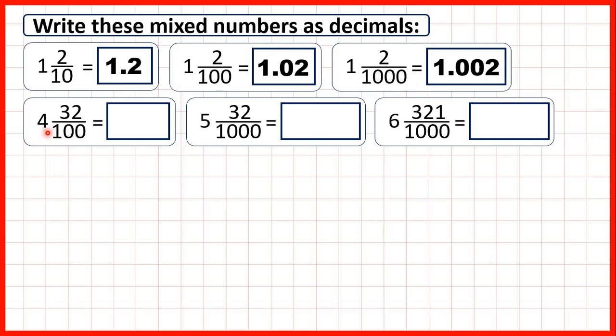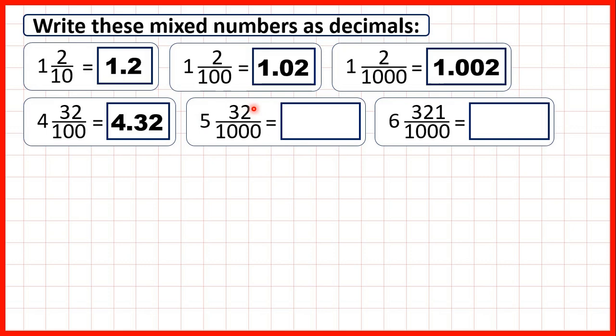So now we have 4 and 32 hundredths. The denominator of 100 tells us that we can only use 2 digits after the decimal point. So that's 4.32. The 3 gets pushed over into the tenths because the denominator of 1,000 tells us that we can't go beyond the thousandths place value, so we can only have 2 digits after the decimal point.